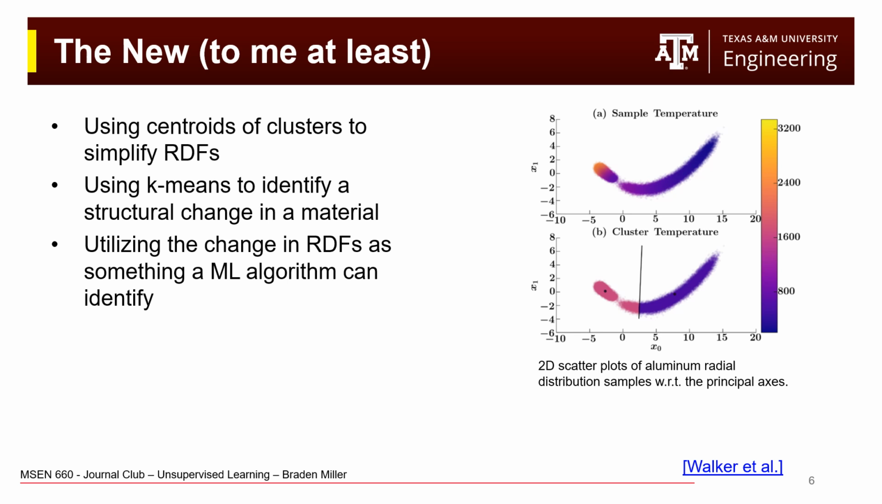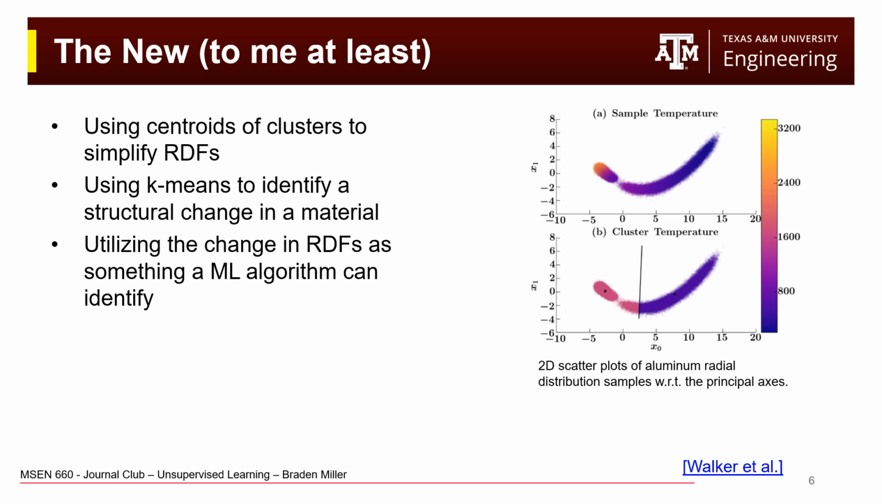And then the new parts of all of this to me was using centroids of clusters to simplify radial distribution functions. I had never seen that before. And it was interesting to me that even the centroids of all of these radial distribution functions still managed to represent what you would see when calculating a radial distribution function of a crystal lattice. And then I had also never seen anyone use k-means to identify a structural change. I've heard of using unsupervised learning to identify grain boundaries and stuff like that. We discussed that in class.